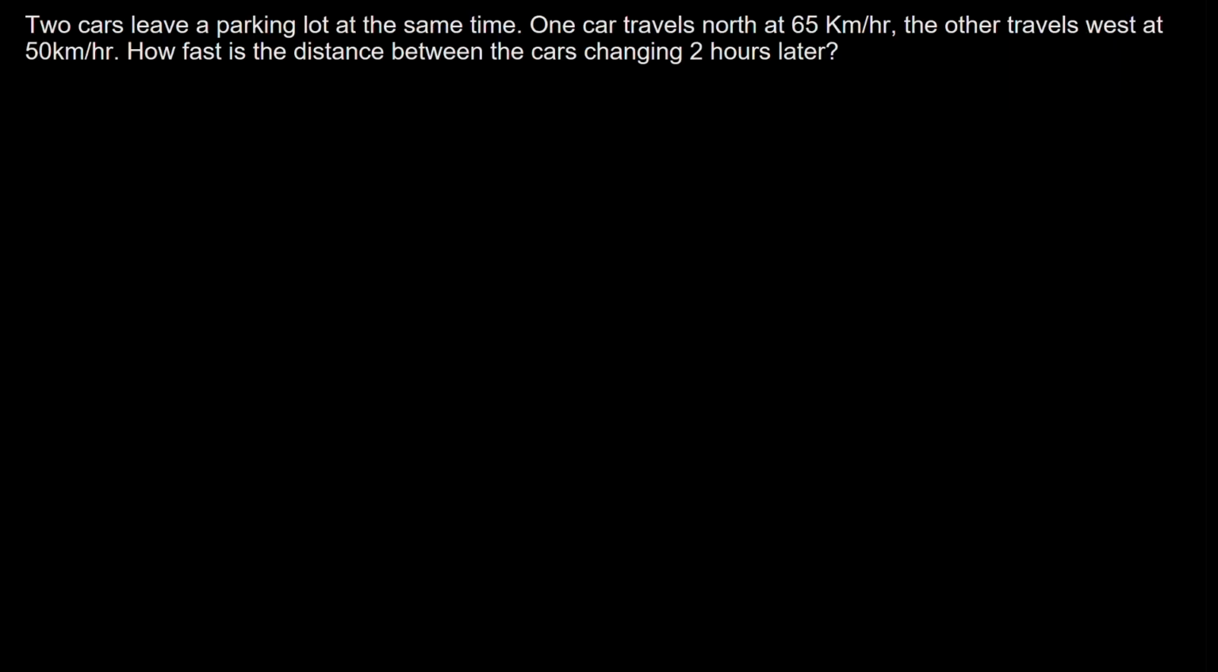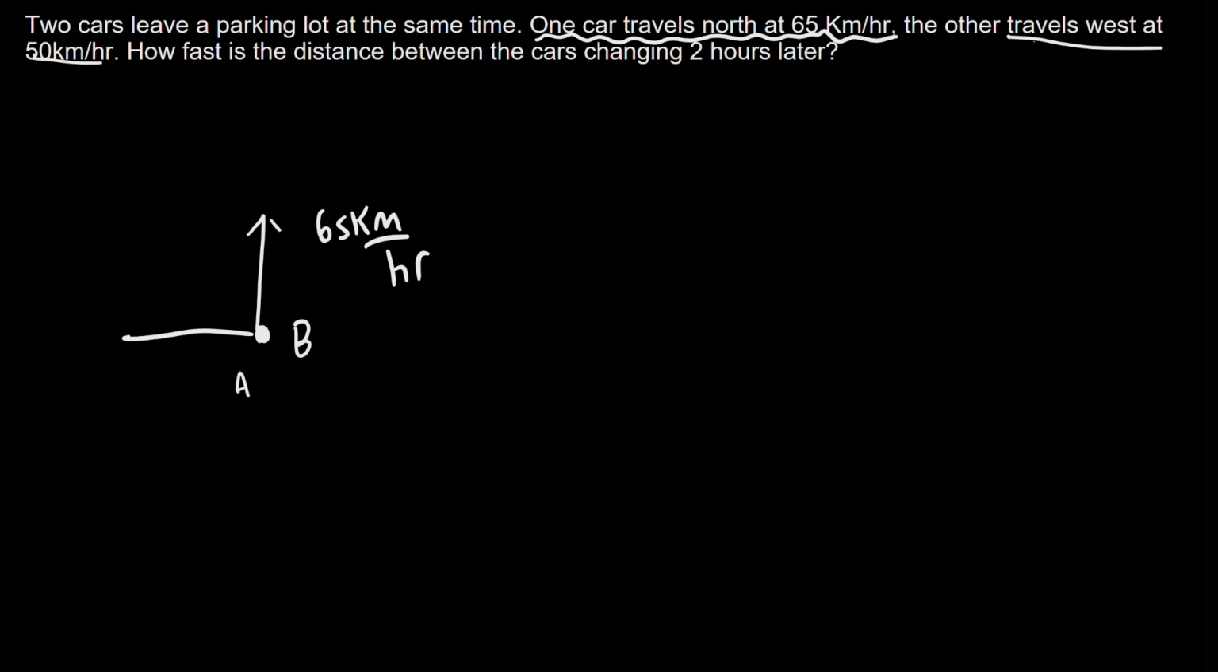Two cars leave a parking lot at the same time. One car travels north at 65 kilometers per hour, the other travels west at 50 kilometers an hour. How fast is the distance between the cars changing 2 hours later? So car A and car B start at this point. So let's just label that. And from the question, let's say car B goes north at 65 kilometers per hour, and car A travels west at 50 kilometers an hour. So let's just label that.